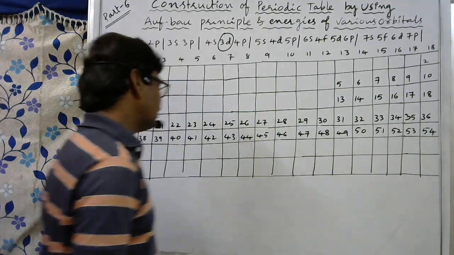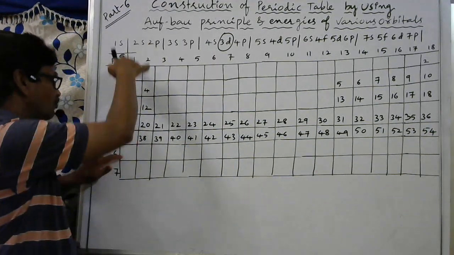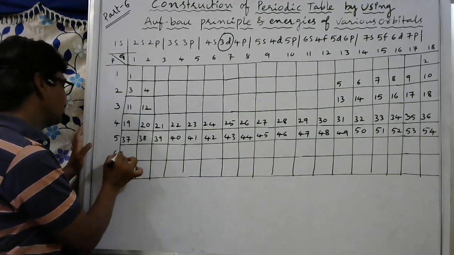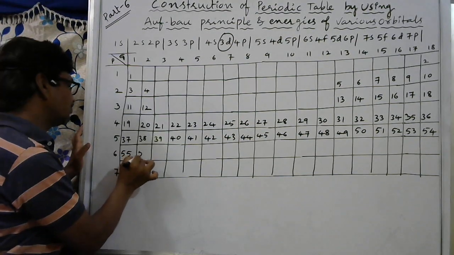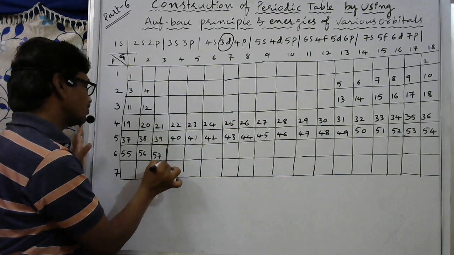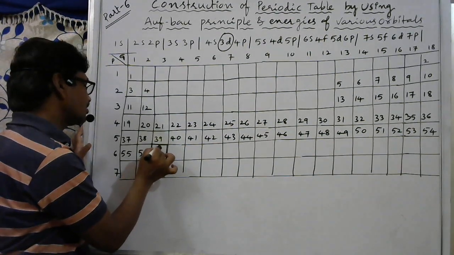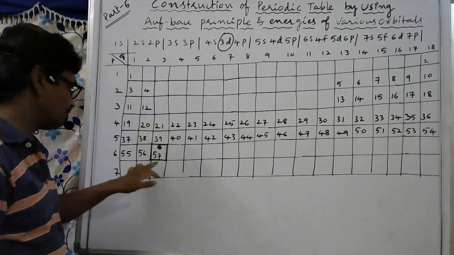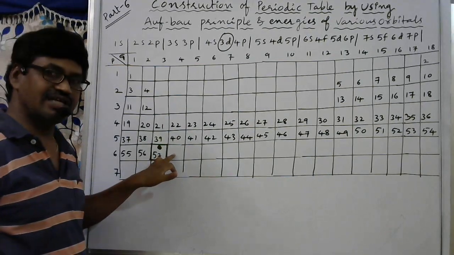Then the 55th element again enters the first group and sixth period. 55 it is. Then 56. Then here 57. This is important now. After 57, we can expect 58 here.